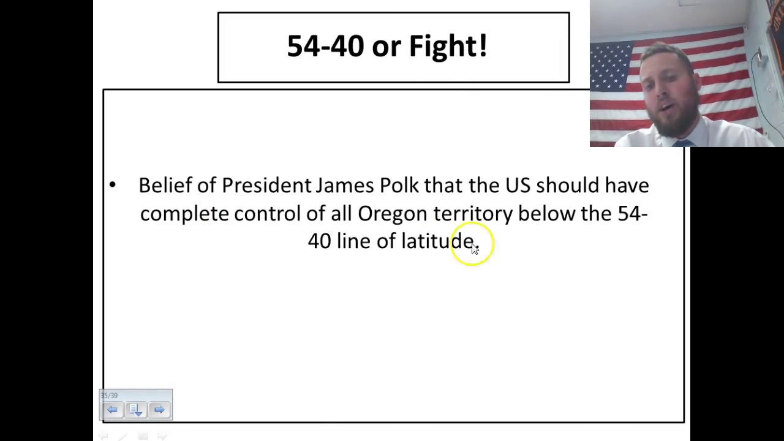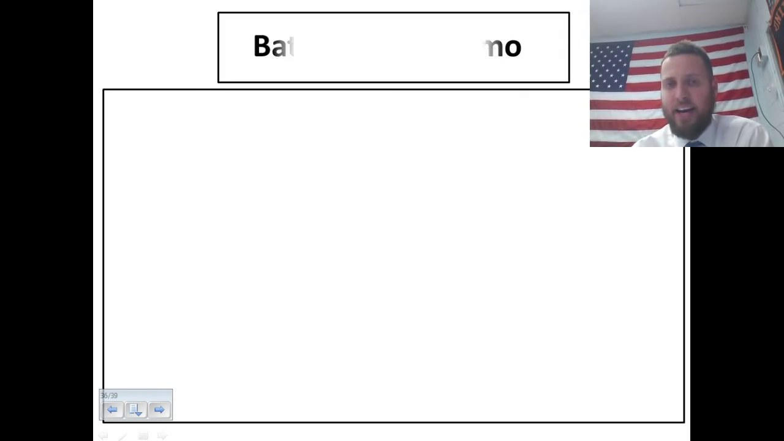So pretend all of this is the territory, right? See my cursor here? Polk said, hey, the line's all the way up here. We control everything below that line. Great Britain said, no, it's not at 54°40', it's at the 49th parallel down here. So there was a border issue with Great Britain over 54°40'. But the bottom line is that it gets settled at the 49th parallel. It just shows that the U.S. is looking to get any land they can.